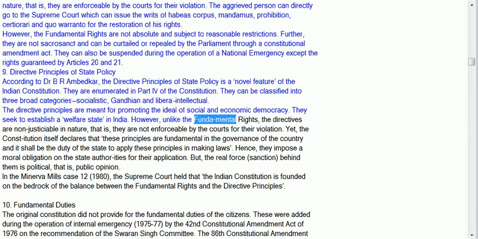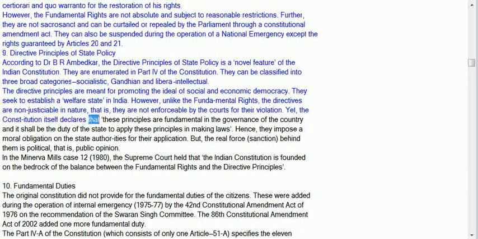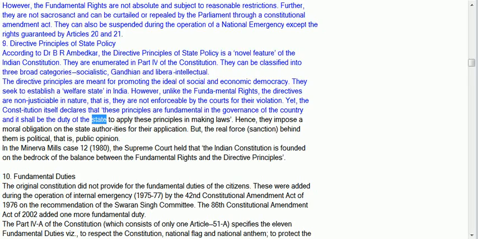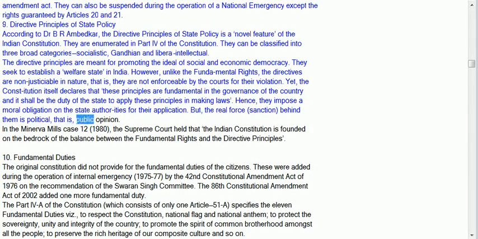However, unlike the fundamental rights, the directives are non-justiciable in nature, that is, they are not enforceable by the courts for their violation. Yet, the Constitution itself declares that these principles are fundamental in the governance of the country, and it shall be the duty of the state to apply these principles in making laws. Hence, they impose a moral obligation on the state authorities for their application. But the real force, sanction, behind them is political, that is, public opinion.